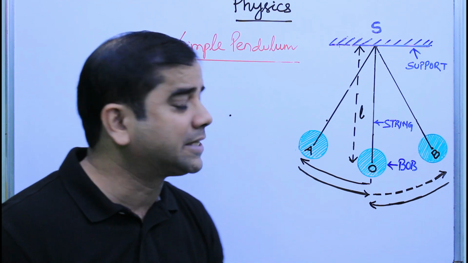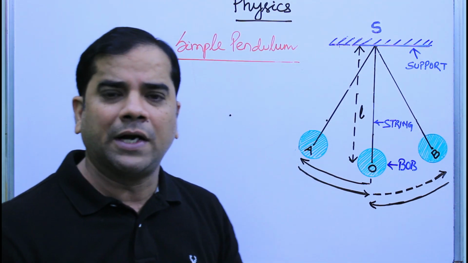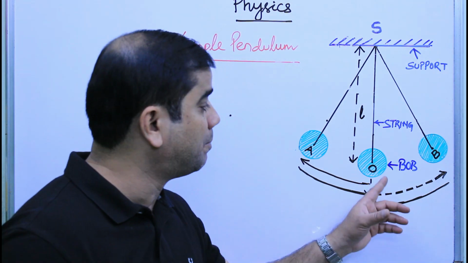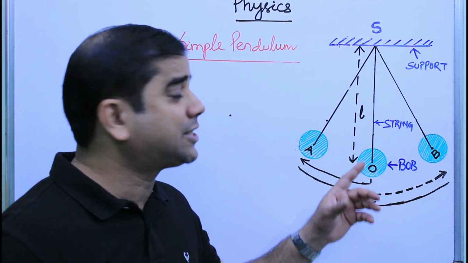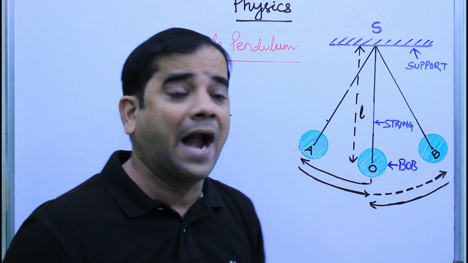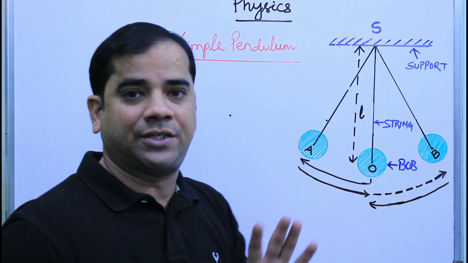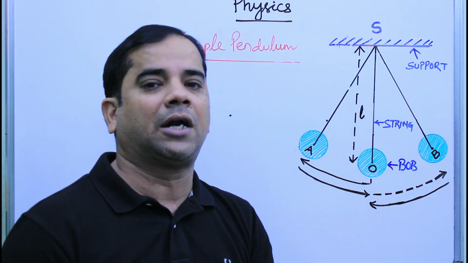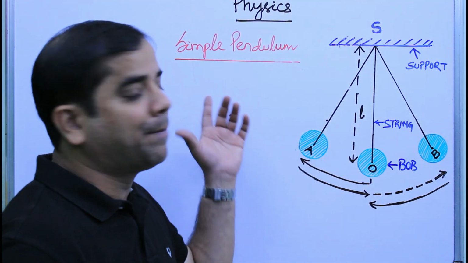Okay, students, let us now discuss the simple pendulum. What is a simple pendulum? A simple pendulum is a heavy point mass, which is called the bob, attached to a rigid support with the help of a strong and inextensible string. Now we are going to discuss the terminologies related to the simple pendulum.